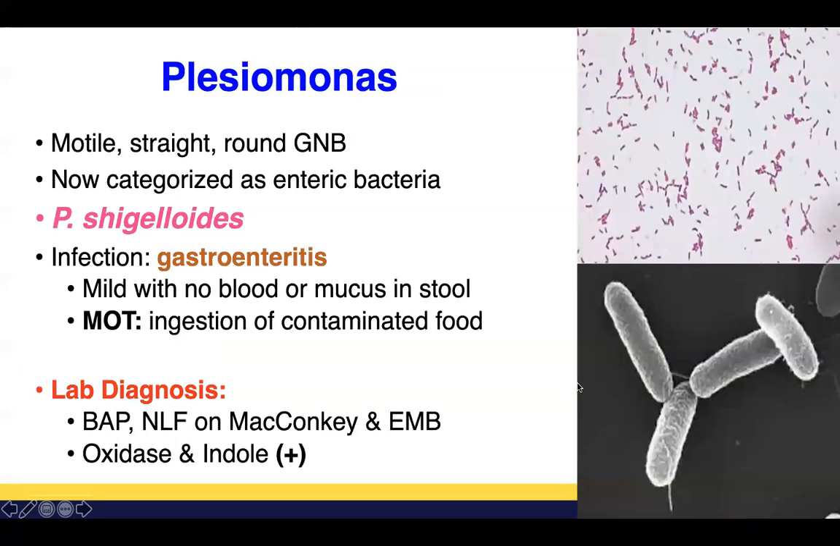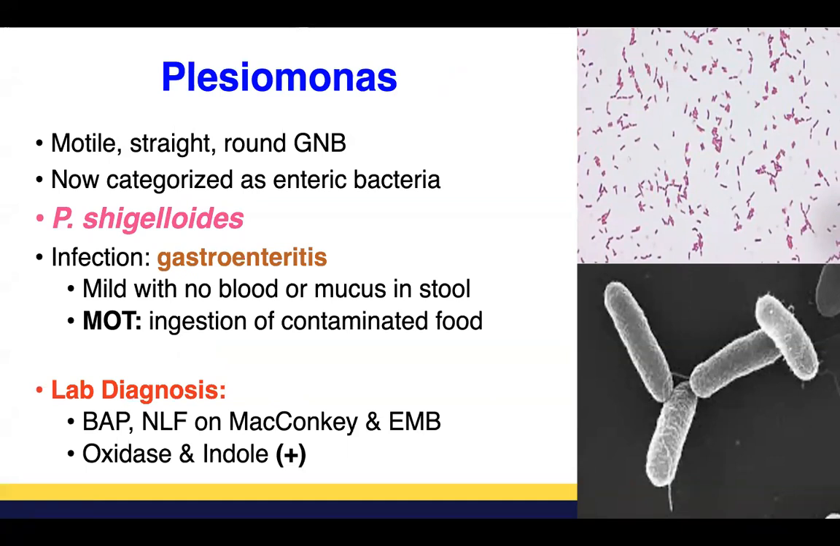Okay. Then we have Plesiomonas. No? So microscopically, they're motile, straight, ends are rounded. No? Of course, you have gram-negative bacilli. Previously, they belonged to the Vibrionaceae family together with Aeromonas. But currently, they're categorized as enteric bacteria. Hence, during your discussion, kasama na si Plesiomonas. Okay, so there's only one clinically significant species for this, and that's shigelloides.